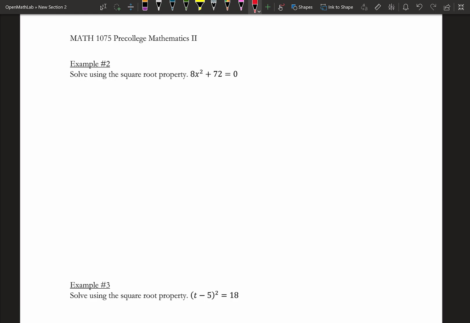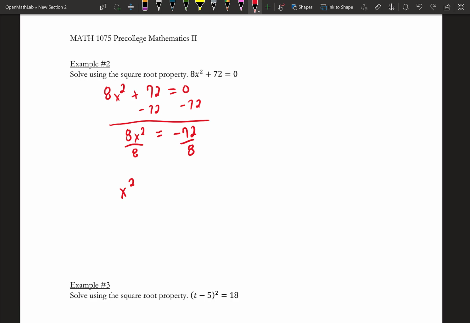Example 2, we have 8x squared plus 72 equals 0, right? So the first thing we want to do is isolate the item that's squared. So we would subtract 72 from both sides and get 8x squared equals negative 72. Divide both sides by 8, and I get x squared equals negative 9.